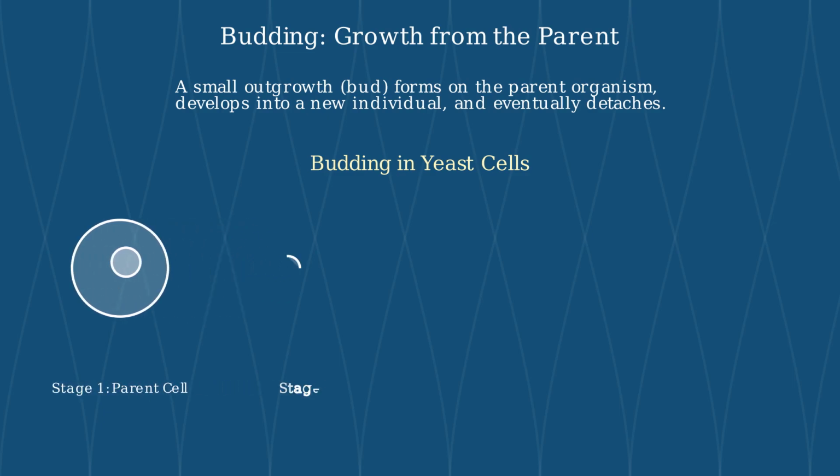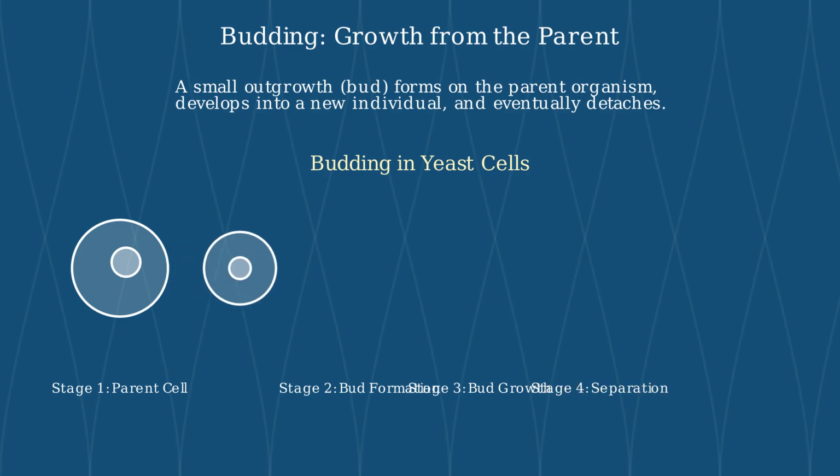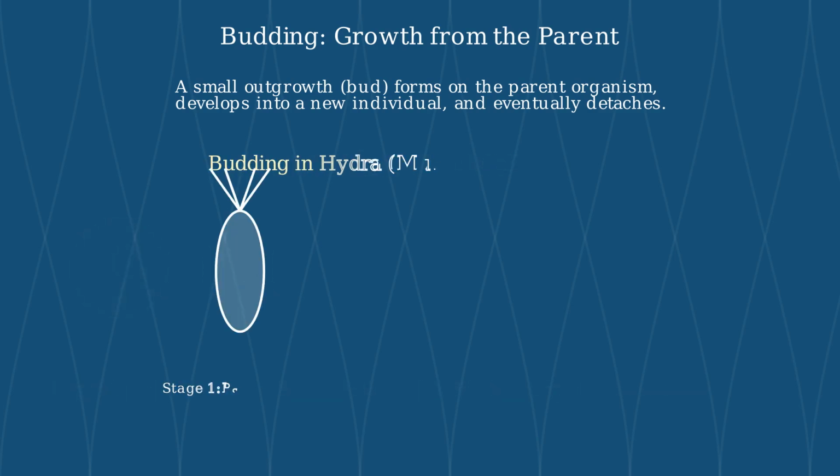First, a small bud forms on the surface of the parent yeast cell. As the bud grows, it receives a copy of nuclear material from the parent cell. Finally, when the bud reaches a sufficient size, it separates from the parent cell as a new individual yeast cell. Now let's look at budding in a multicellular organism, the hydra.